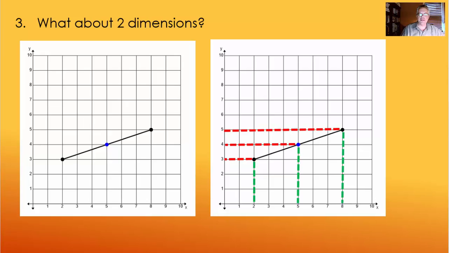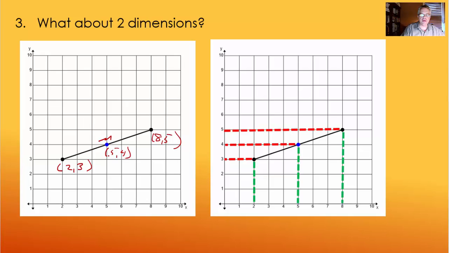What about a segment in two dimensions? Okay, well, let's take a look at what's going on here. It's still related to averages. In fact, we're going to need two averages. So this endpoint is located at the coordinates (2, 3), and this endpoint is at (8, 5). And this blue dot right here is the midpoint, and we see its coordinates are (5, 4).